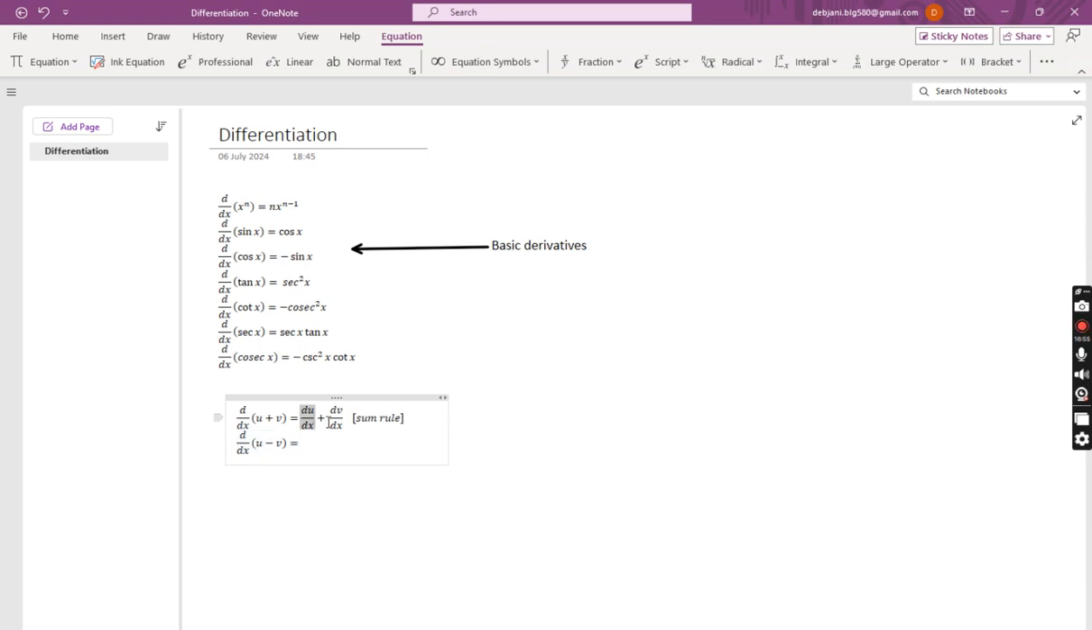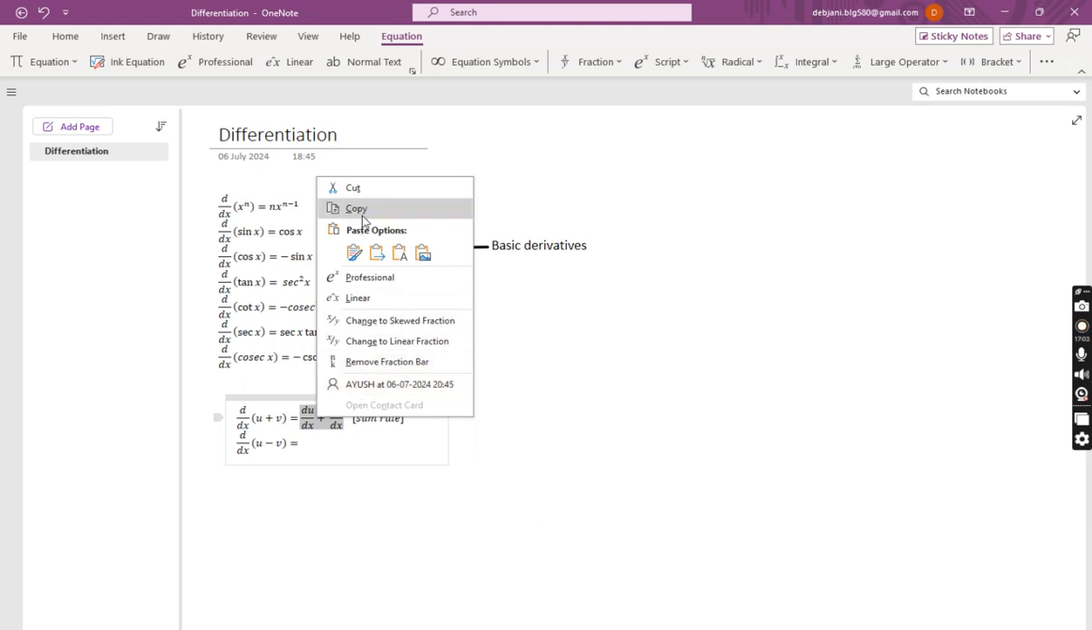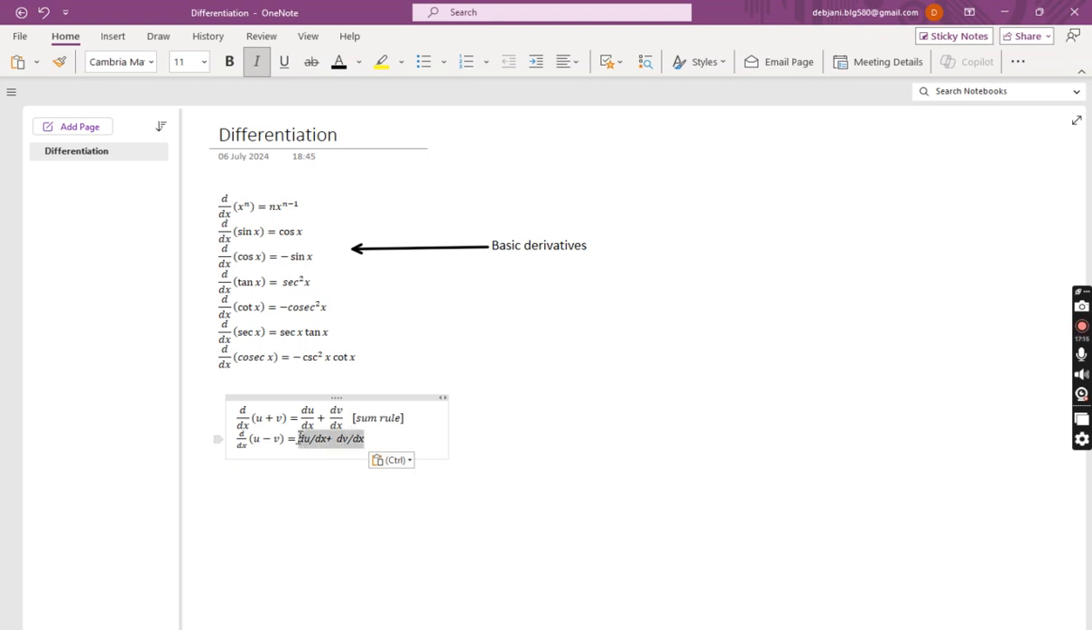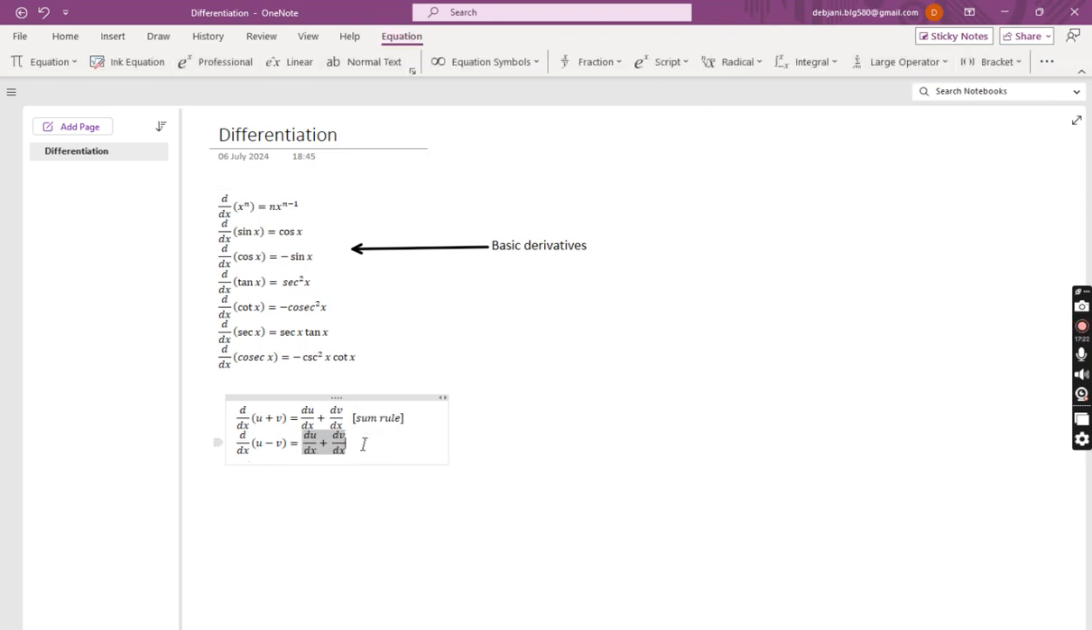Then what we will do, we will do similar to this, not exactly similar, there is a difference. So the difference is the plus will be converted to negative as we are taking the difference. What is this called? This is called the difference rule.